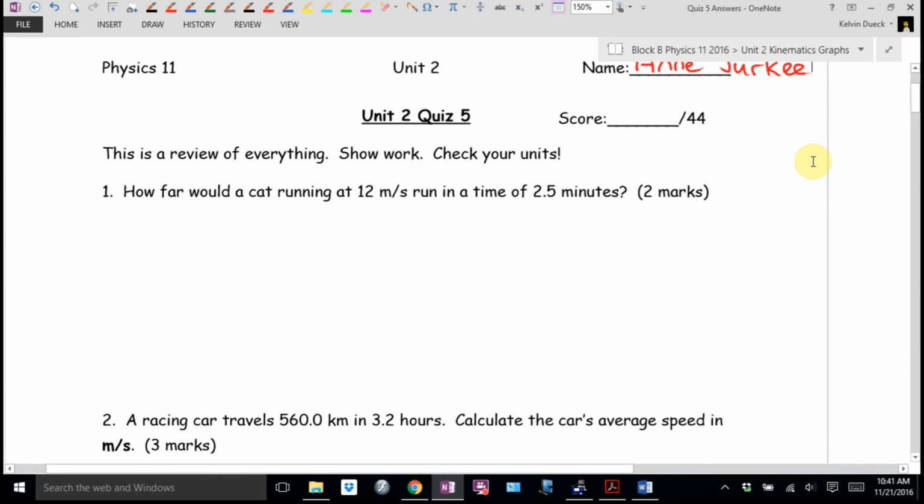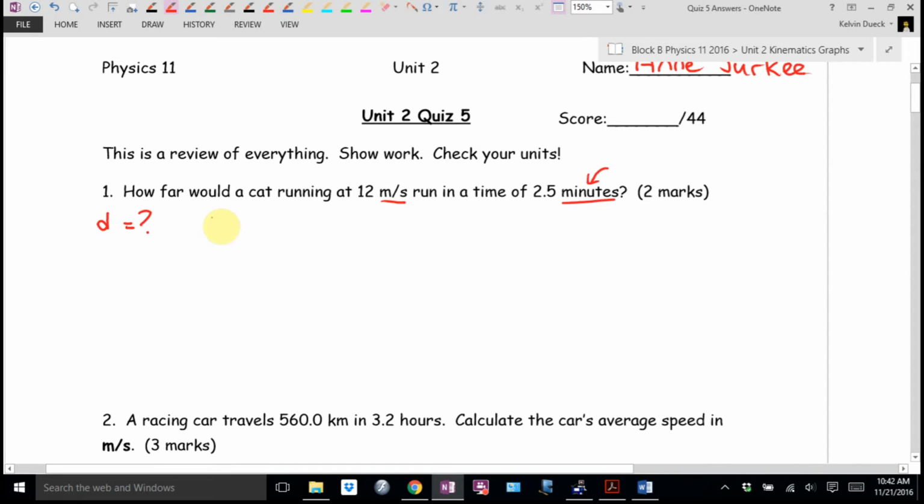Number 1, how far? I said, well, D equals... Stuff that I noticed right away: I saw meters per second and minutes. I'm going to have to do some kind of a conversion. There's various ways you could handle this. I think the laziest is going to be to change that one to seconds.